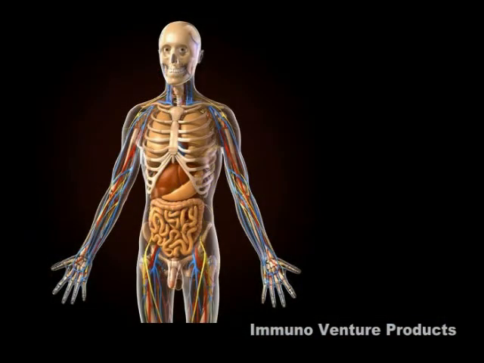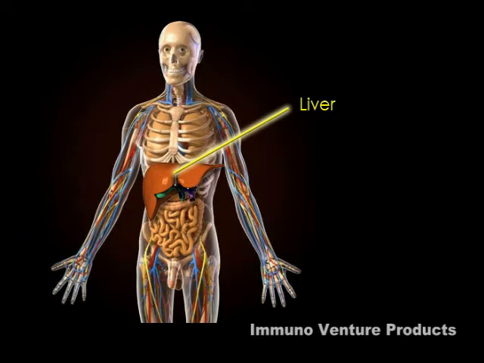HDL then returns most of this scavenged cholesterol to the liver for excretion or for use in hormone production in the testes or ovaries. In the liver, this scavenged cholesterol is further synthesized and then secreted into the bile duct. This is the bile duct. It sits at the base of the liver. Here, the cholesterol is processed into bile salts.